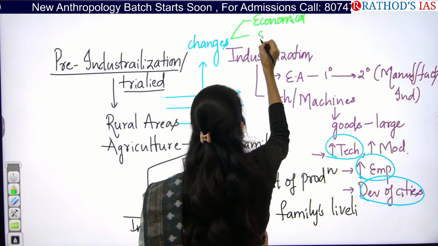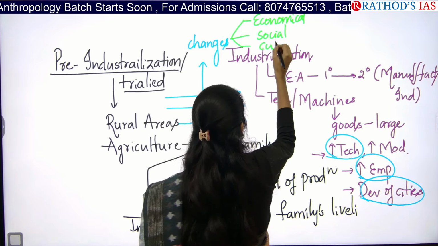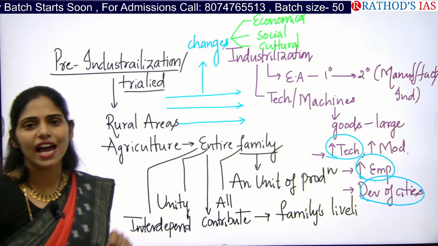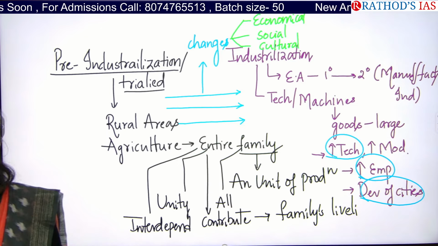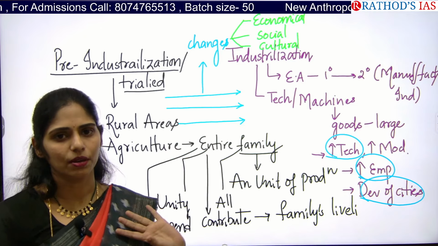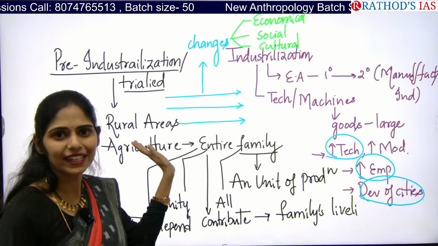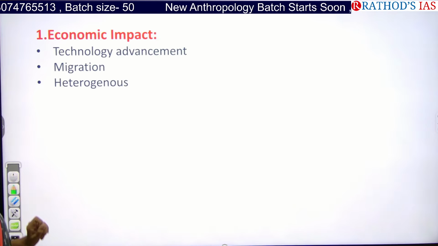Second one is social changes. And third one is cultural changes. So this question was asked many a times in recent UPSC mains for 15 marker. So this topic is very important. So I hope that you note down these differences between pre-industrialized and industrialization. Okay, now let us dig deeper.